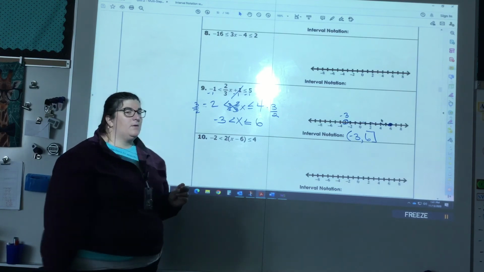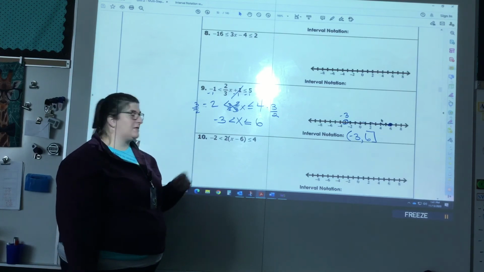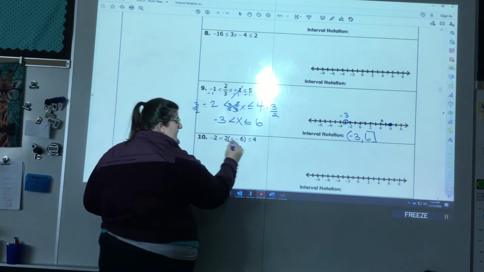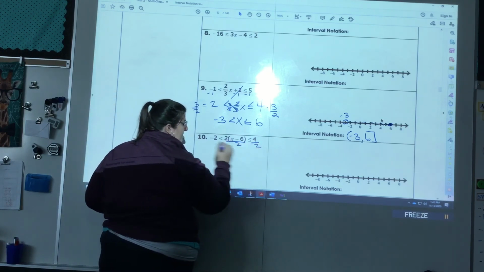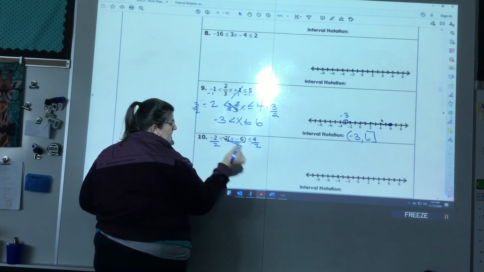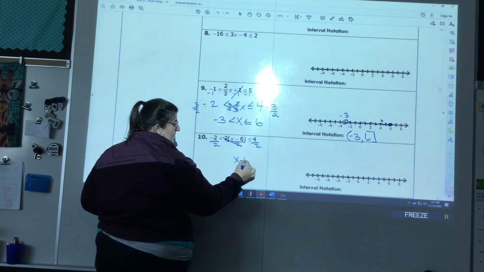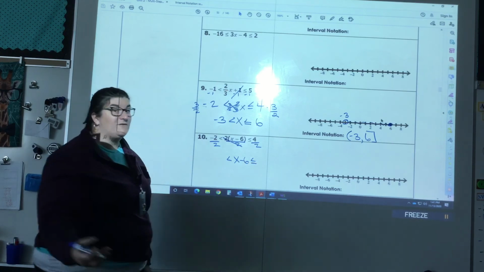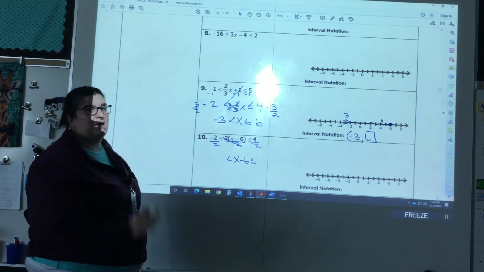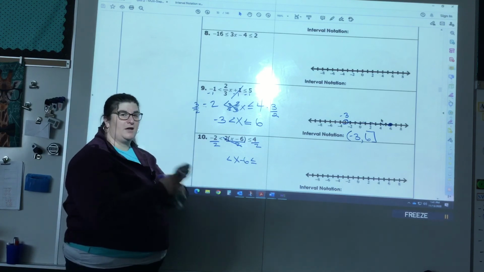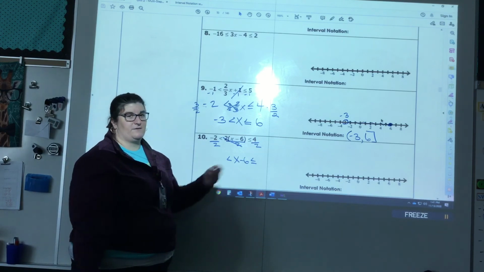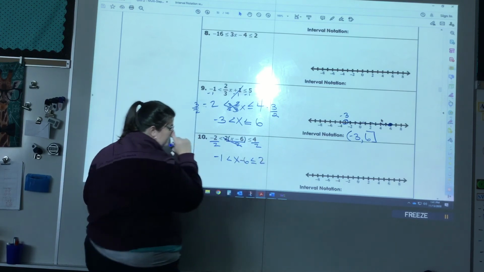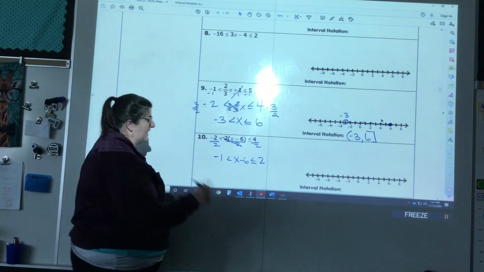Looking at number 10. A lot of people right away are going to want to distribute that 2. Let's make it easy on ourselves. Let's divide by 2. Let's get rid of that right away. And now I have my x minus 6. And some of you might be like, well, what if I didn't know that? It's all right. Distribute, and then you just undo it again. You'll add 6, divide by 2. Not a big deal. It's reversible.